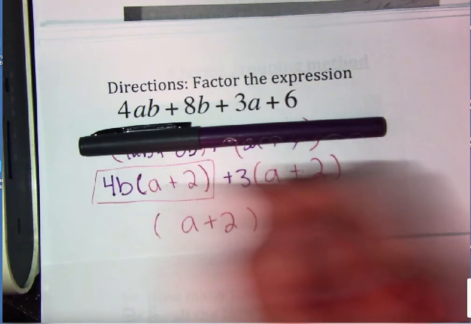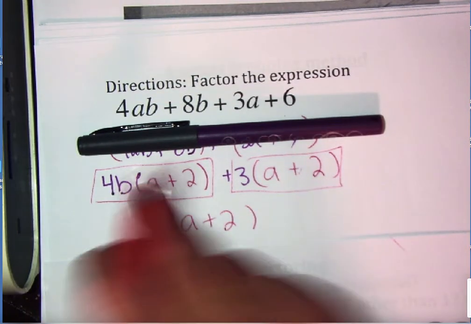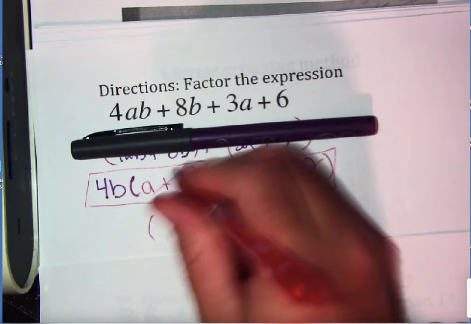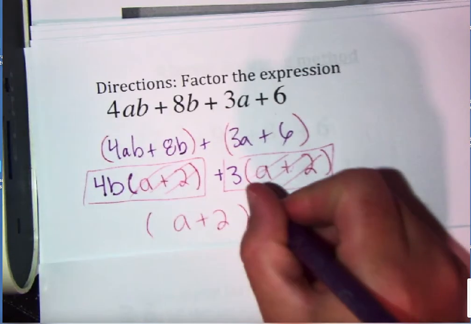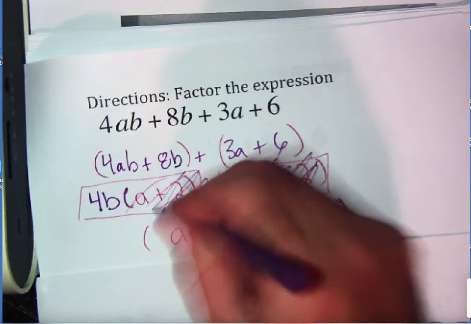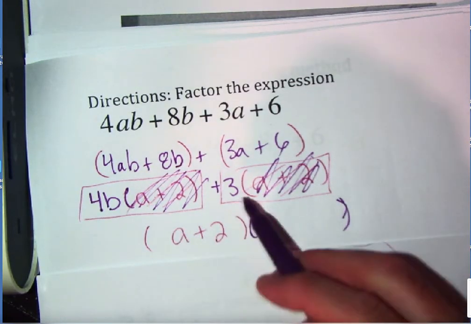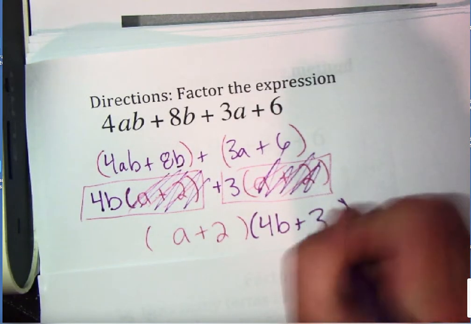Mathematically, what we're saying is, here are two things. What do both of these things have? What factor do these both have? Well, that's A plus 2. So we'll factor out the A plus 2 from both. And then the other parentheses reveals itself. Well, what goes in the other parentheses? We're left with 4B plus 3.